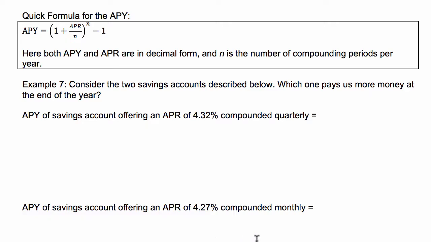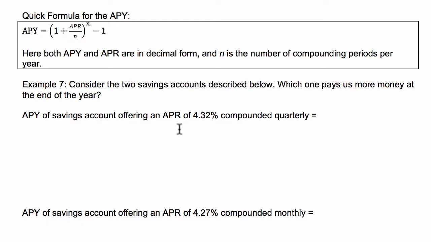Thus, it's not clear which of these two savings accounts will pay us more money at the end of the year. To help us determine this, we can use the formula above to convert from APR to APY, and in that way compare apples to apples.